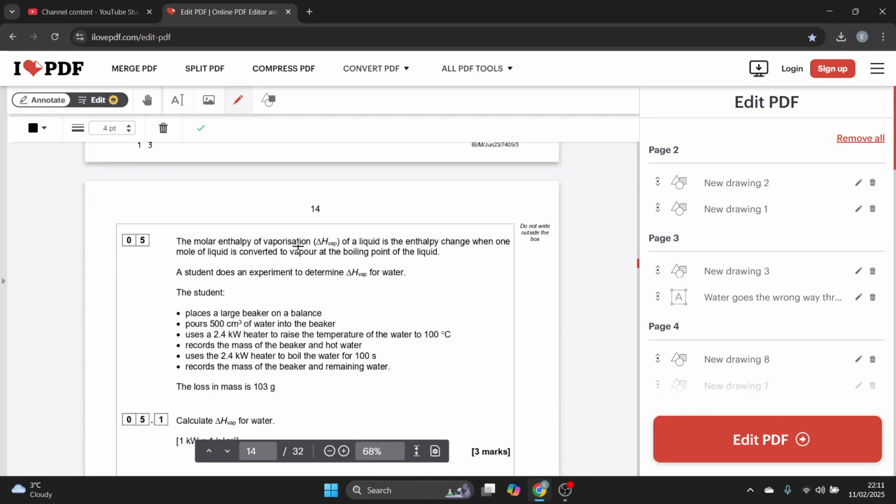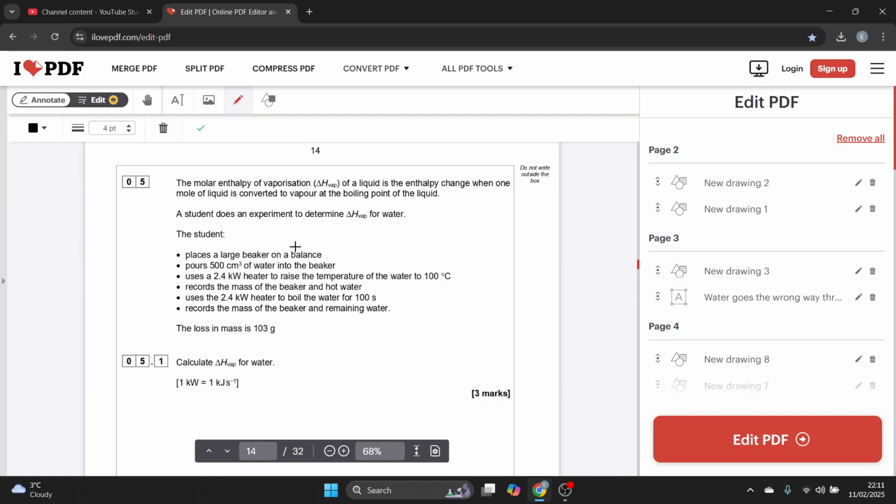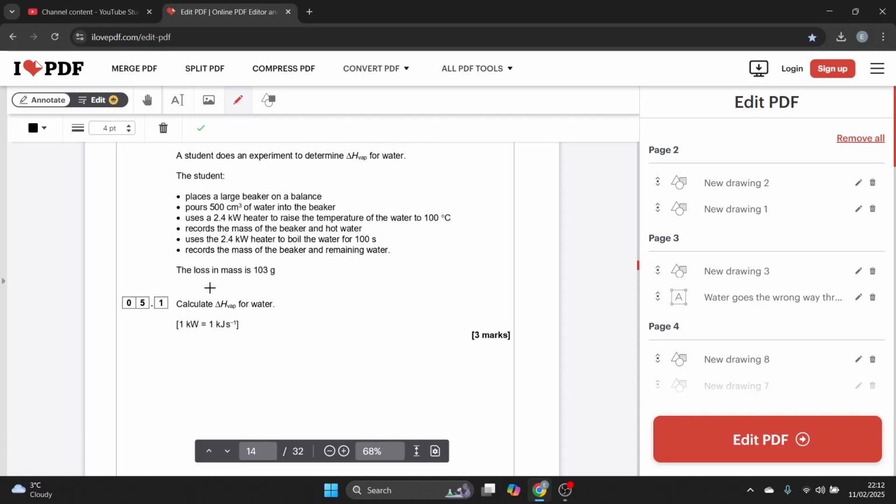So moving to the next one. Question 5. Calculate delta H of vaporization for water. And I know the molar enthalpy of vaporization is the enthalpy change of a mole of liquid. So basically, if the question told me to calculate enthalpy change, what would you do? Well then, Q divided by moles, right?